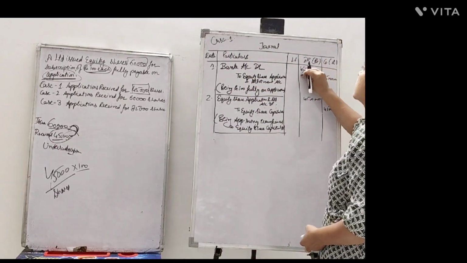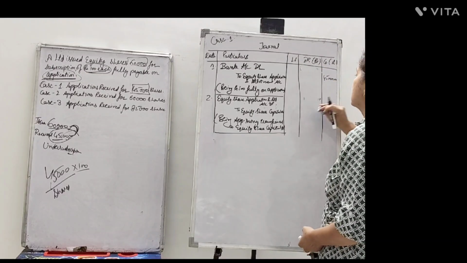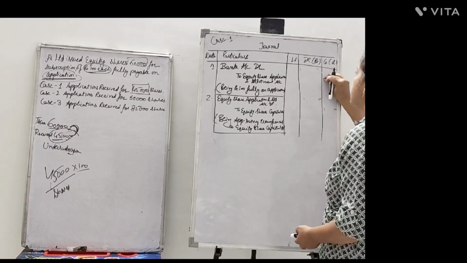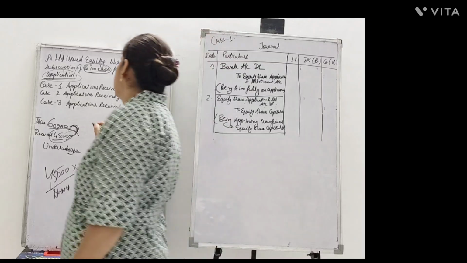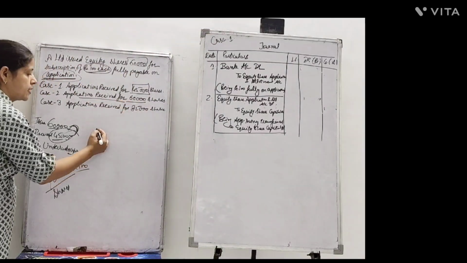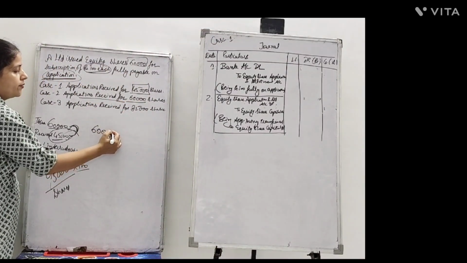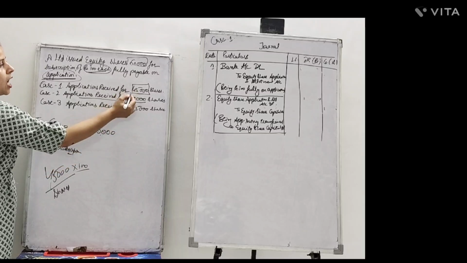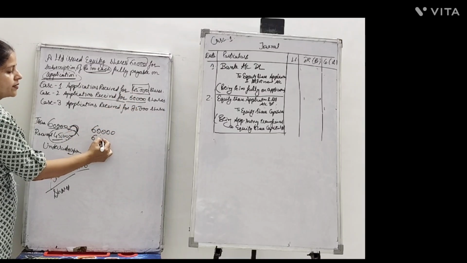Now going on to the second situation. In case 2, the applications were received for 60,000 shares. How many were issued? 60,000. How many applications were received? 60,000.